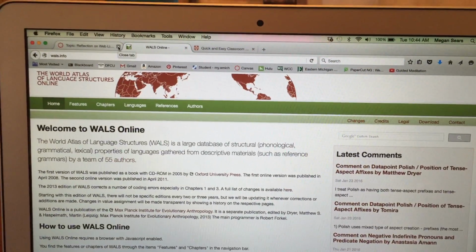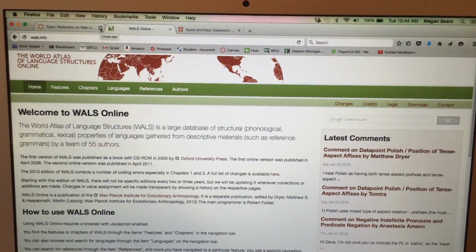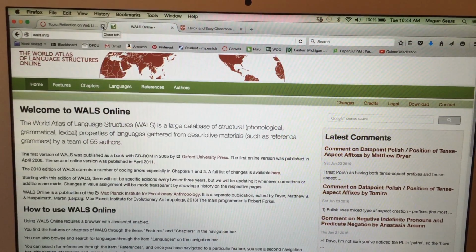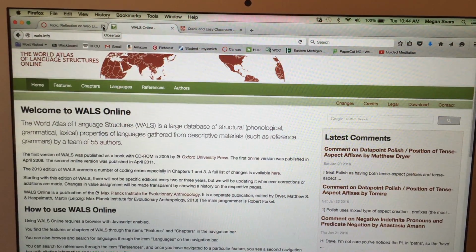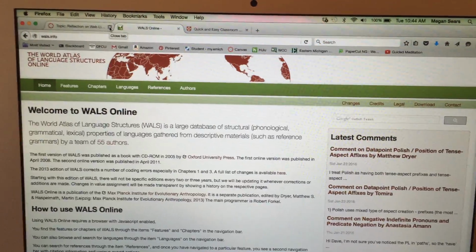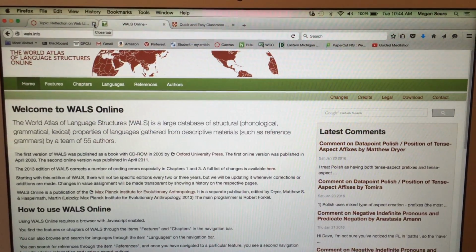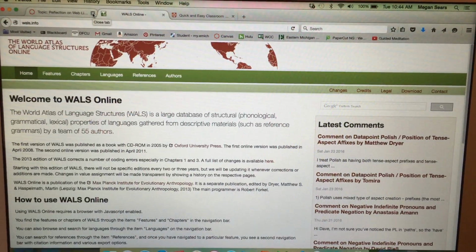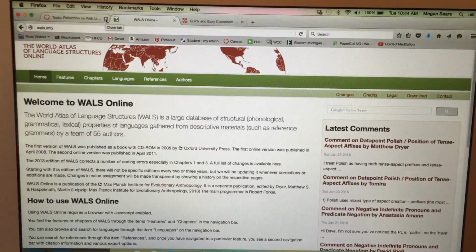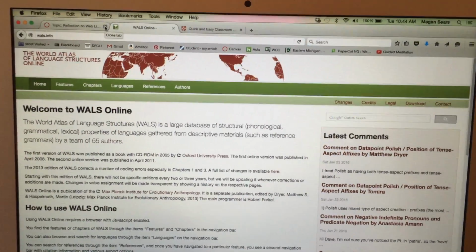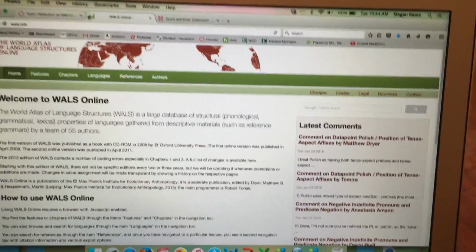I chose to take a look at the World Atlas of Language Structures online. This is an online database of languages around the world, and it discusses the structural properties of languages, as well as gives a complete list of the languages available in the database by alphabetical order, so that you can easily access a specific language and look at the features and structures of that language.